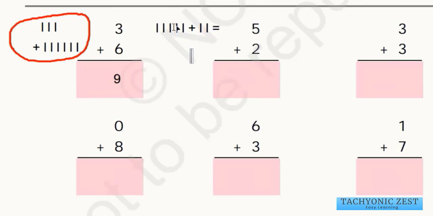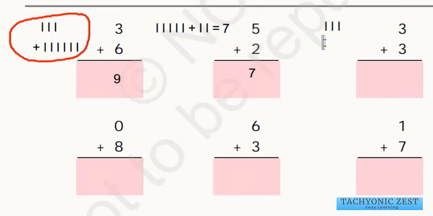So 1, 2, 3, 4, 5, 6, 7. So the final answer we get here is 7. So there are total 7 sticks. So here it is written 3 plus 3. So now at first there are 3 sticks and we are adding 3 more sticks. So let us see. First we'll draw 3 sticks. So 1, 2, 3, and now it is written we have to add 3 more sticks.